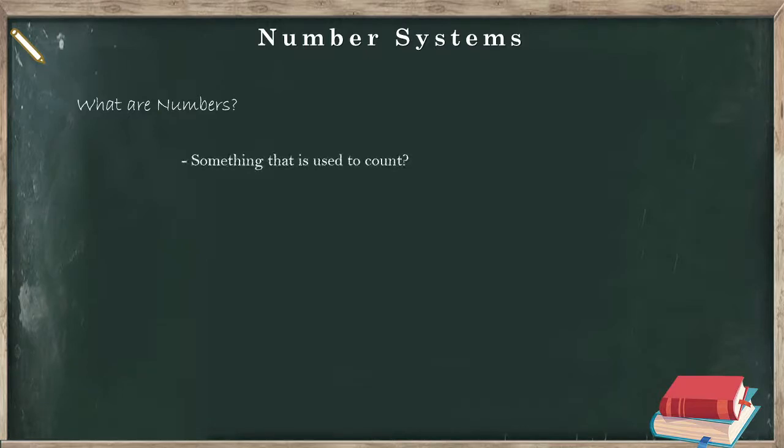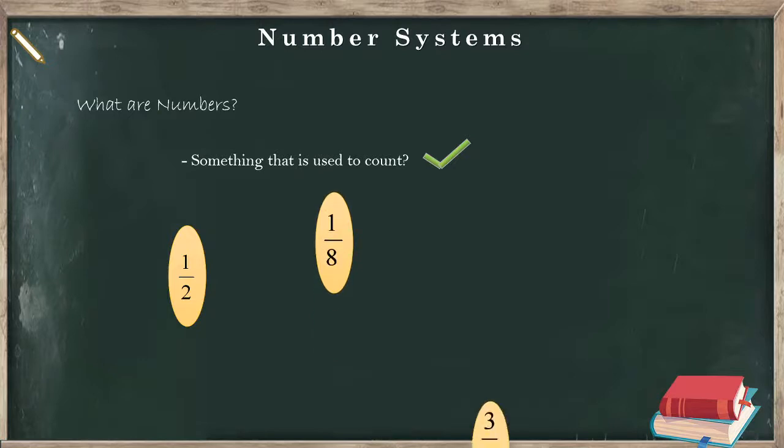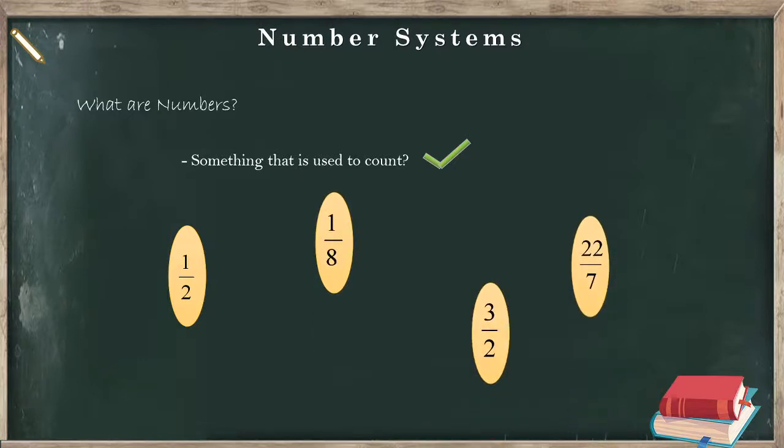Something that is used to count? Yes, it is. But then, is that all? What about these numbers: 1 by 2, 1 by 8, 3 by 2, 22 by 7? How am I supposed to count these numbers? Can I?